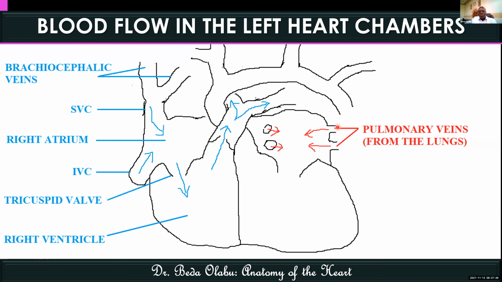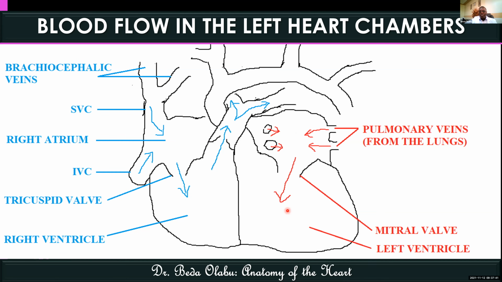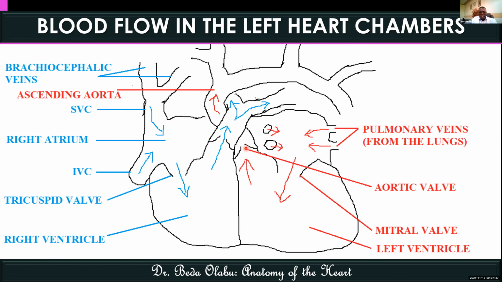So we have the left superior and left inferior pulmonary vein, right superior and right inferior pulmonary vein, emptying their blood independently into the left atrium. From the left atrium, blood flows via the mitral valve to the left ventricle. From the left ventricle, blood flows through the aortic valve to the aorta.